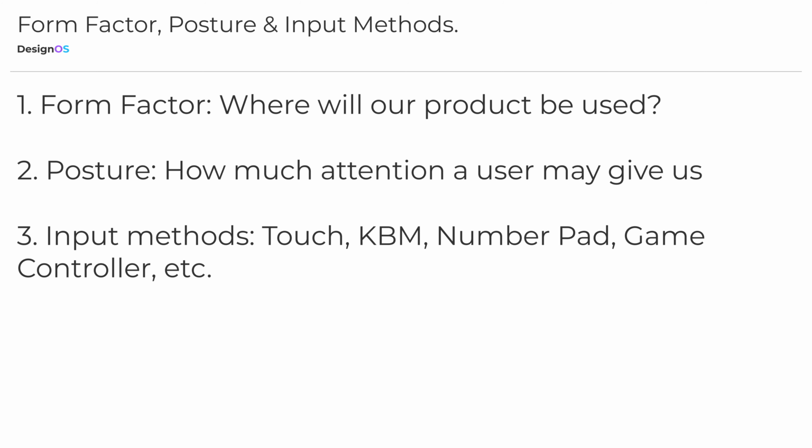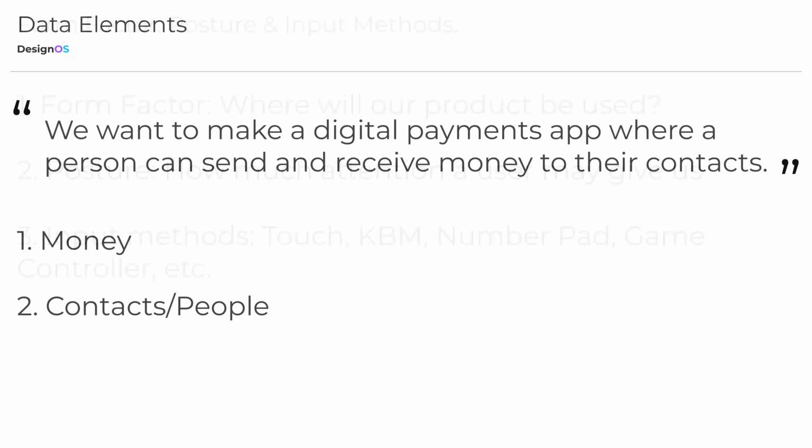Great, so we have now completed the first step of the interaction framework. Let's jump into step 2, which is to define functional and data elements. Let's take a look at data elements first. Data elements are the fundamental subjects of a product. For a messaging app, you will have messages and contacts as the fundamental subjects.